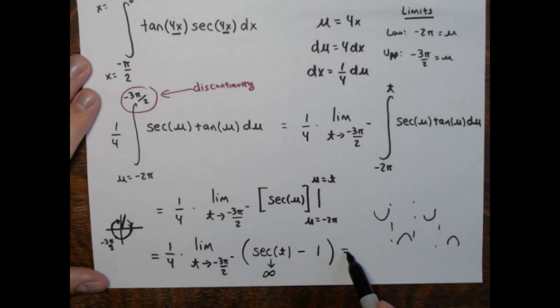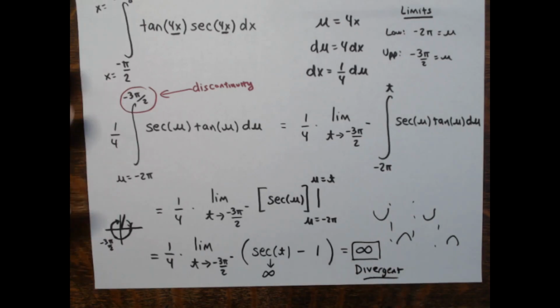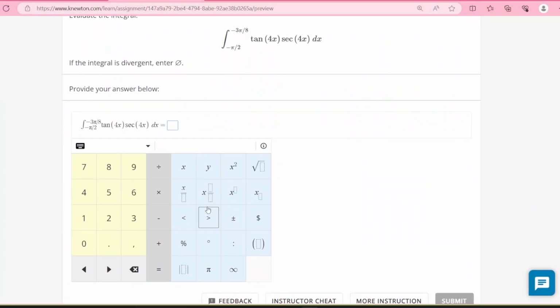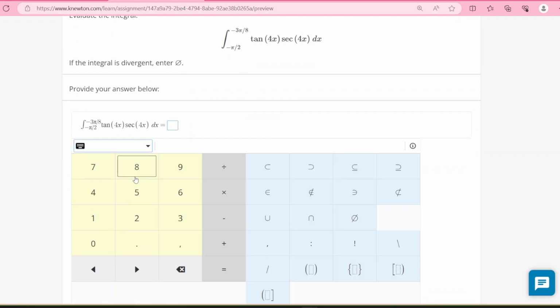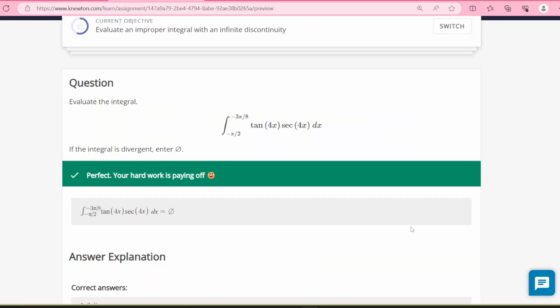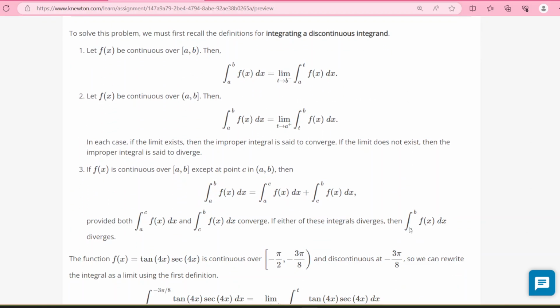So this is another infinite limit. So this is another divergent integral. It has no finite limit, no finite value. And you can test that with the calculator if you want, but I'm just going to go to the sets here and put in the little circle with the slash symbol for divergent. Wonderful.